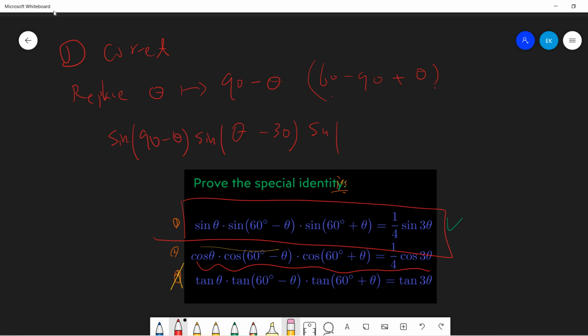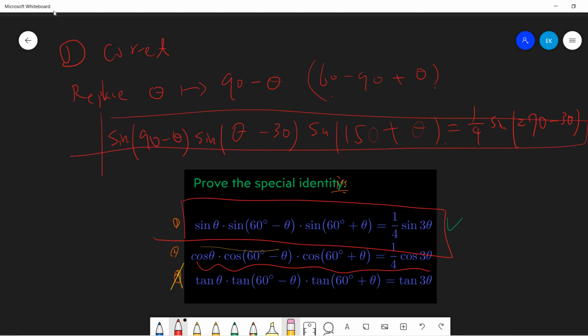150 plus theta will be 1/4 sine 270 minus 3 theta. Okay, so this is a new identity, and I hope this new identity will give us the same result. Let's try. So this guy will give you sine theta. Sorry, this guy will give you cosine theta.